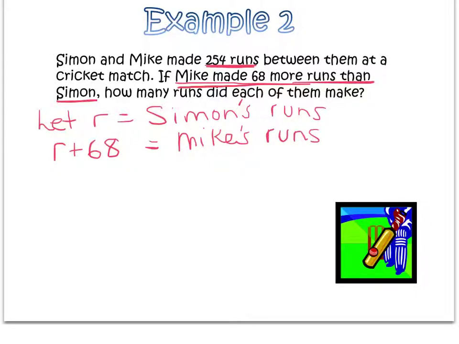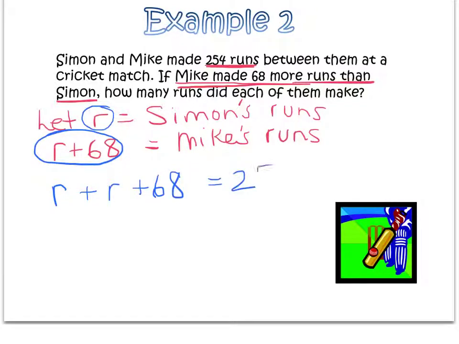And we know if we add together Simon's runs, so R, plus Mike's runs, plus R plus 68, we get a total of 254. So again, Simon's runs are just R, and Mike's runs are R plus 68, because he did 68 more than Simon. That equals 254. So now we've got an equation that we can solve. So I think that's step 4, solving our equation already.